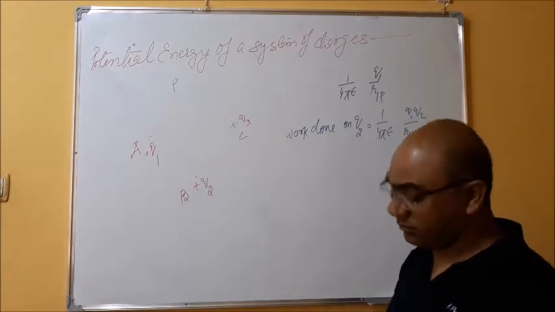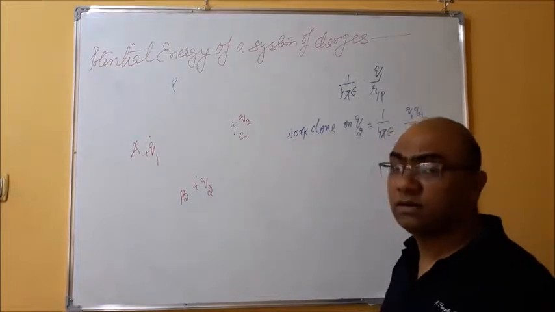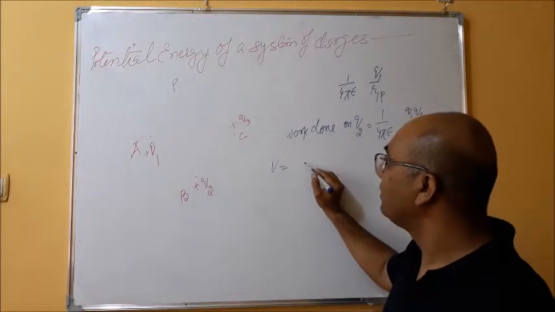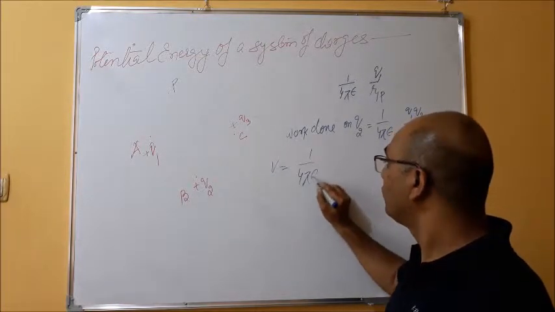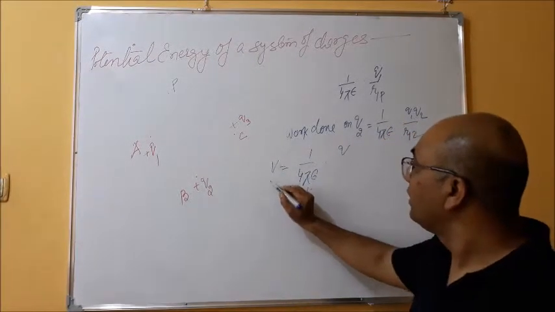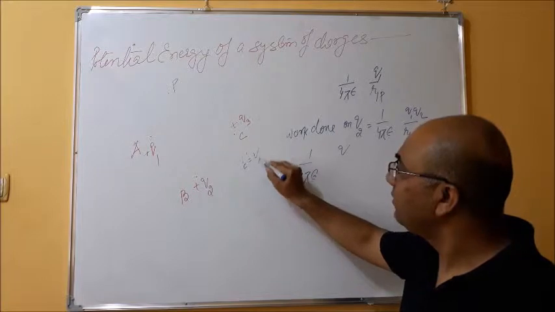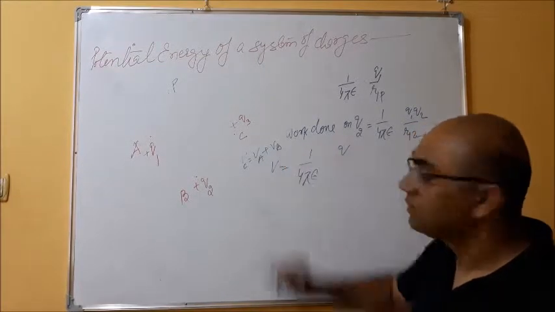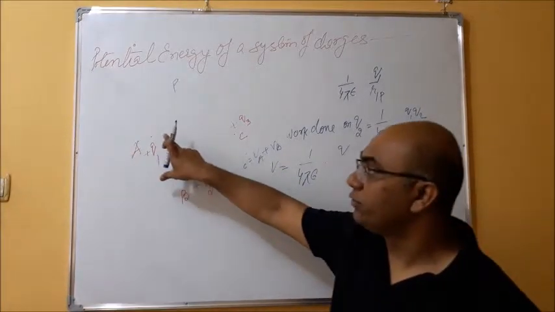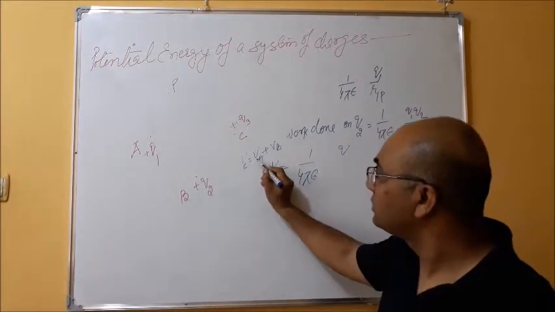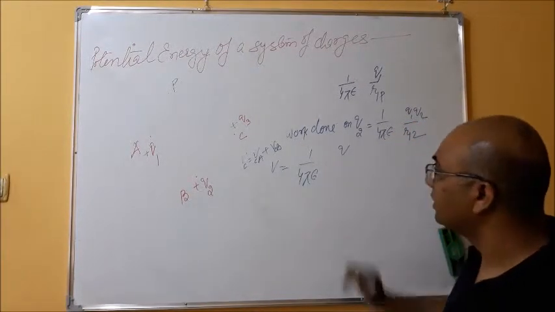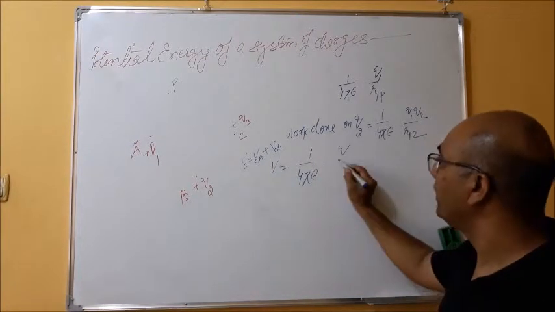So at point C, what would be the value of potential? The potential will be 1 upon 4 pi epsilon. The potential at C will be the sum of the potential due to A plus the potential due to B, right? So potential value at C will be the sum of the potential on C due to A plus potential on C due to B.